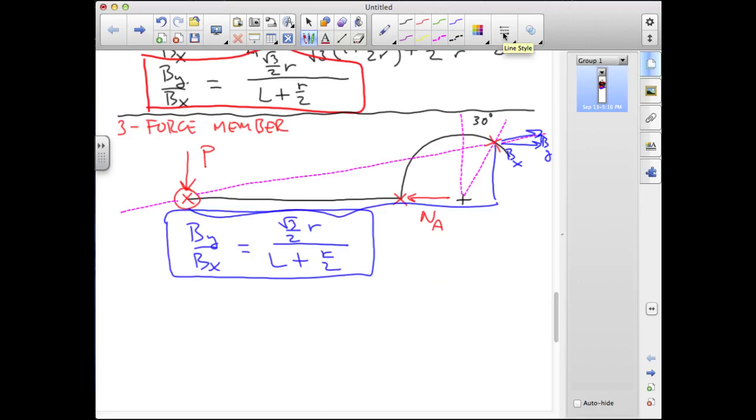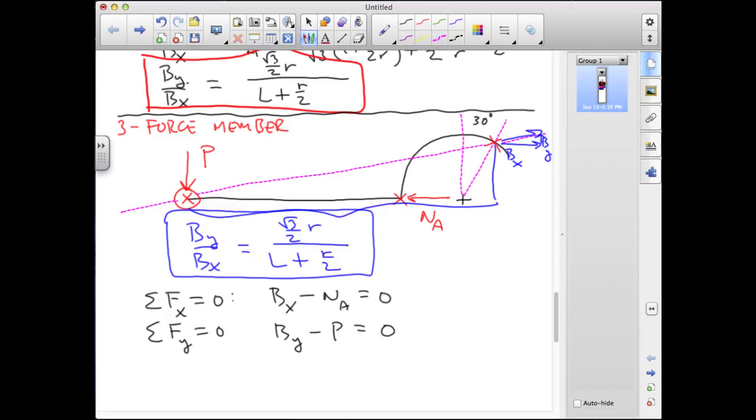And now if I'm going to proceed with the solution, I would say sum of the forces in x equals 0 and sum of the forces in y equals 0. And that would just give me BX minus NA equals 0 and BY minus P equals 0. I don't need to impose moment equilibrium because it's already in moment equilibrium by virtue of the fact that it's a concurrent force system. So I have just two force component equations.